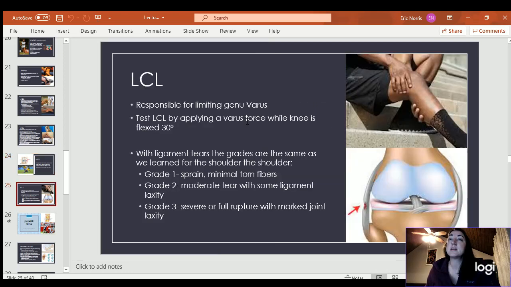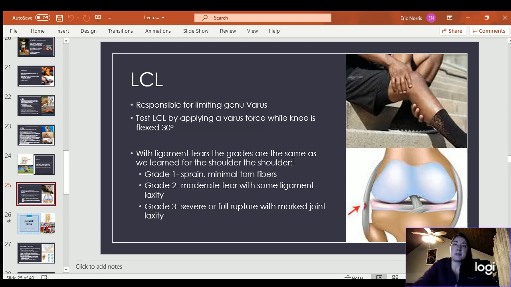For the LCL, the lateral collateral ligament, it of course blocks genu varus, or that lateral force, and we can test it by applying a lateral force, a varus force, at the knee with the knee flexed 30 degrees. Just a quick side note, the ligament tears are the same grades that we learned when we were talking about the shoulder.